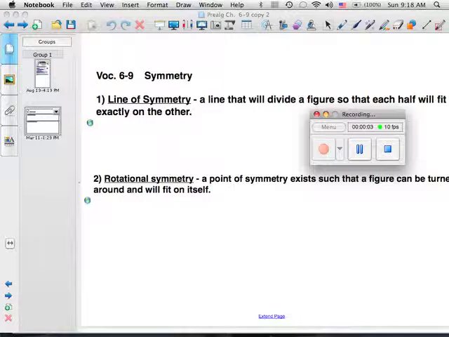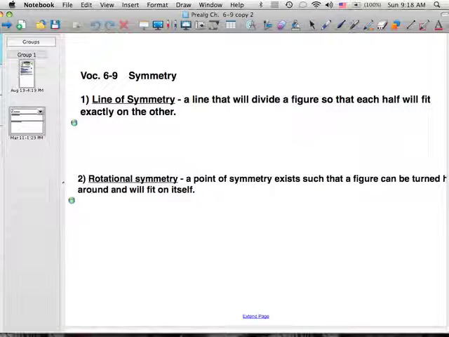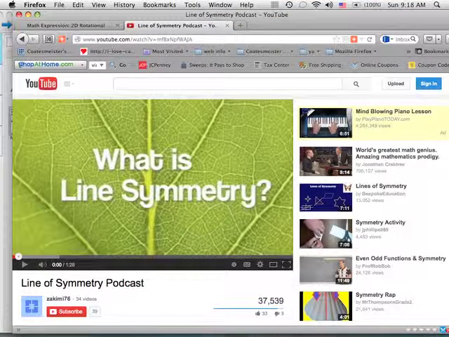We're on chapter 6, section 9, which deals with symmetry. A line of symmetry is a line that will divide a figure so that each half will fit exactly on the other. And here's a little short video demonstrating that.